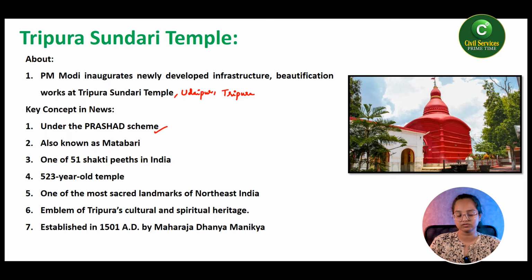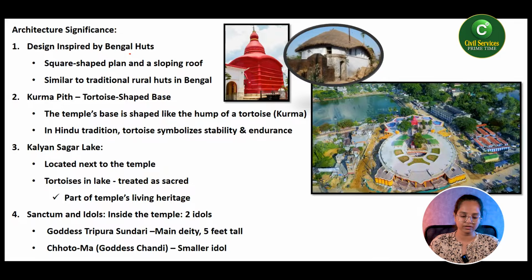This temple is also known as Matabari and it is one of the 51 Shakti Peethas in India. It is believed that the right leg of goddess Sati fell here during the Tandava dance by Shiva. It is also a 523-year-old temple established in 1501 AD by Maharaja Dhanya Manikya. He is the prominent king of Tripura. Now coming to the architectural significance, this design is inspired by Bengal huts.